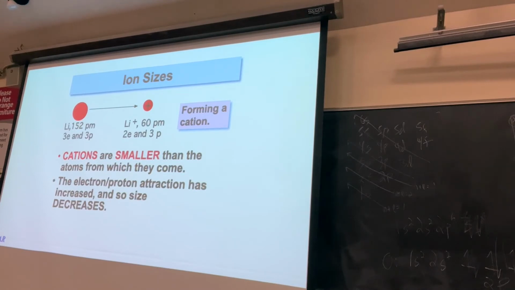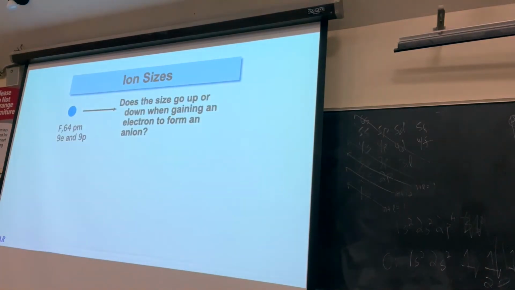So in this case, the size will decrease. Lithium plus is smaller than lithium. Magnesium 2 plus is smaller than magnesium. Iron 5 plus is smaller than iron. All right? All of these kind of patterns exist. Cations will be smaller than the atoms they came from. Questions on that? Now, the opposite can happen too.